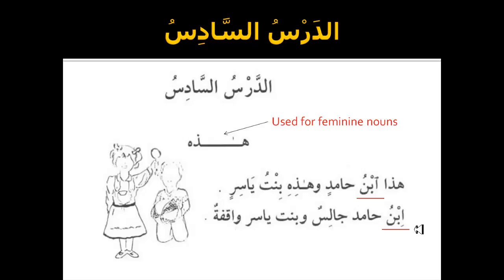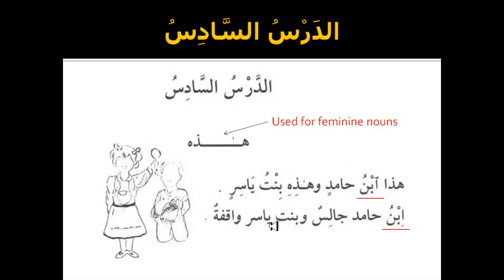Now notice that the hamza here comes at the beginning of a word. So now we're going to pronounce the hamza, and it's going to be Ibnu Hamidin jalisun, wa bintu Yasirin waqifatun. So here we have Hamid's son is sitting, and Yasir's daughter is standing.